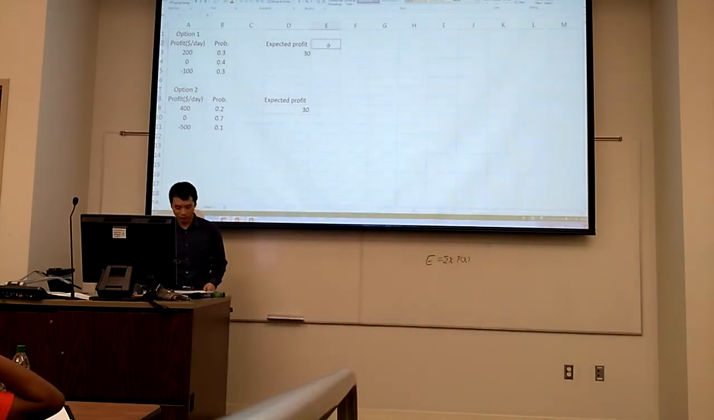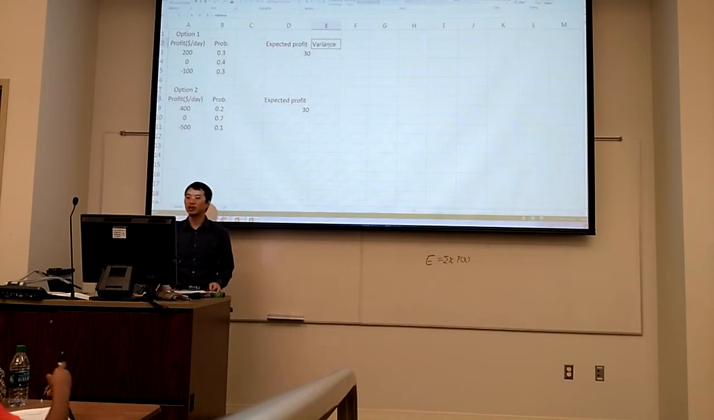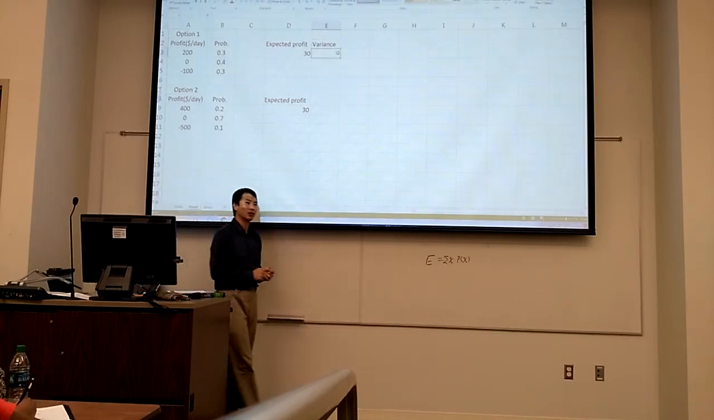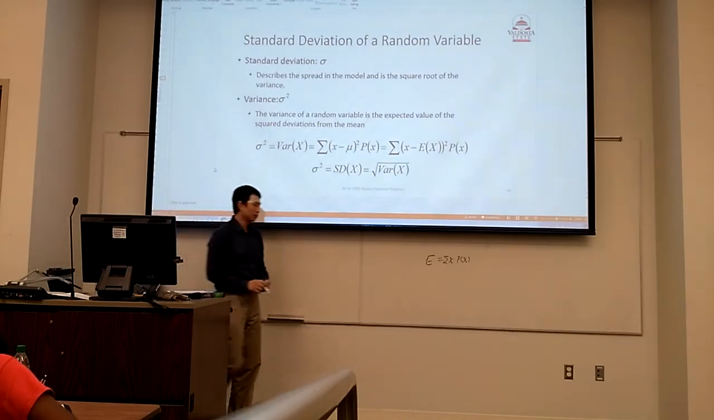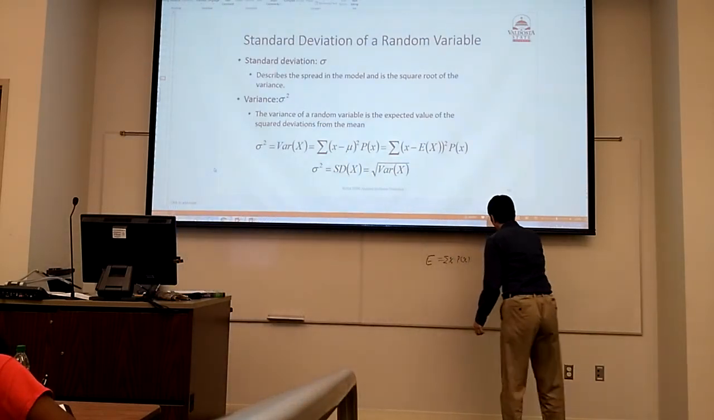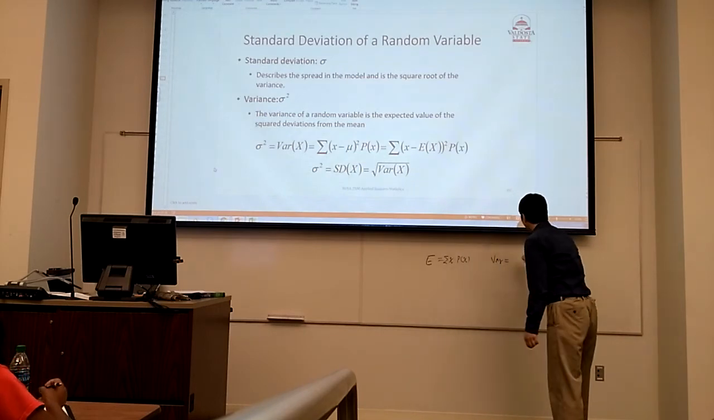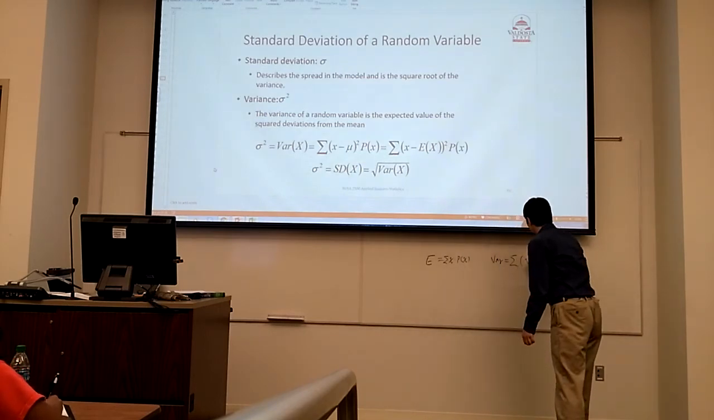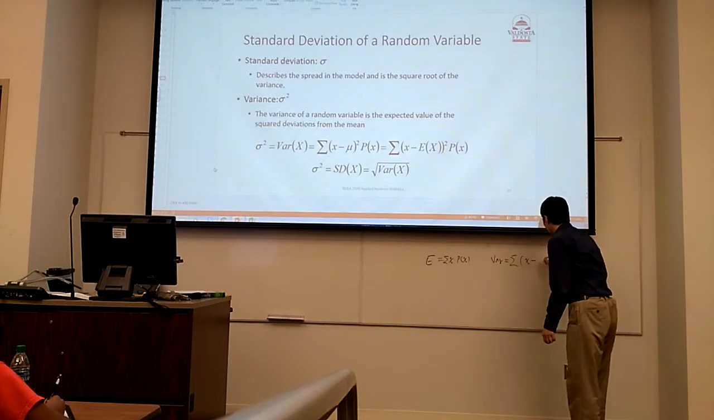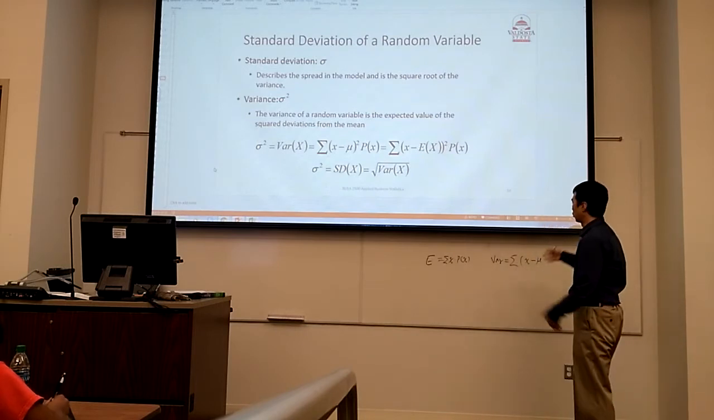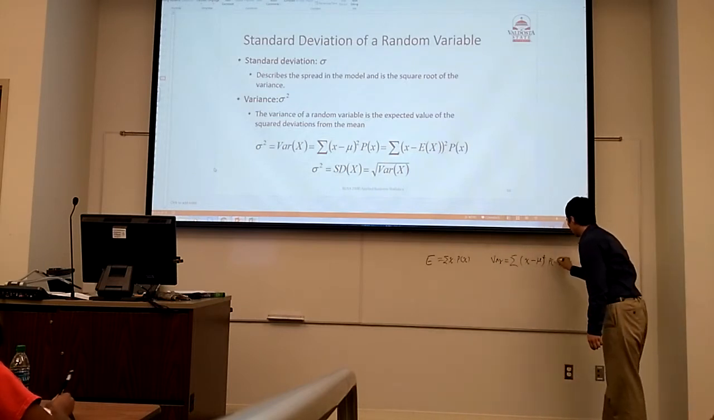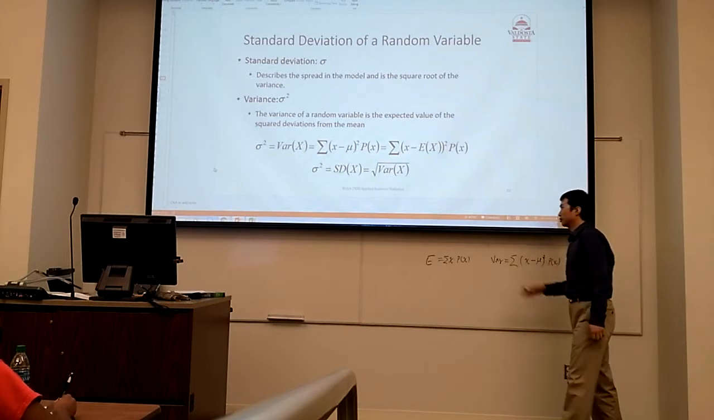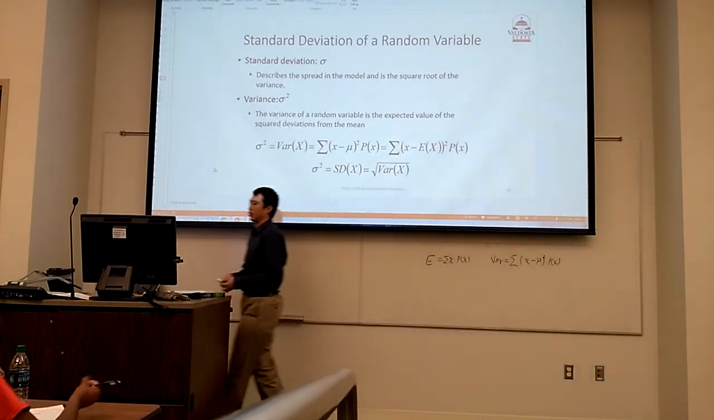What about the variance or standard deviation? Let's use the variance. What was the formula for calculating the variance? If we go back, the variance is equal to the summation of the specific value minus the expected value or the mean, squared, and times the associated probability. So that's how we calculated the variance.